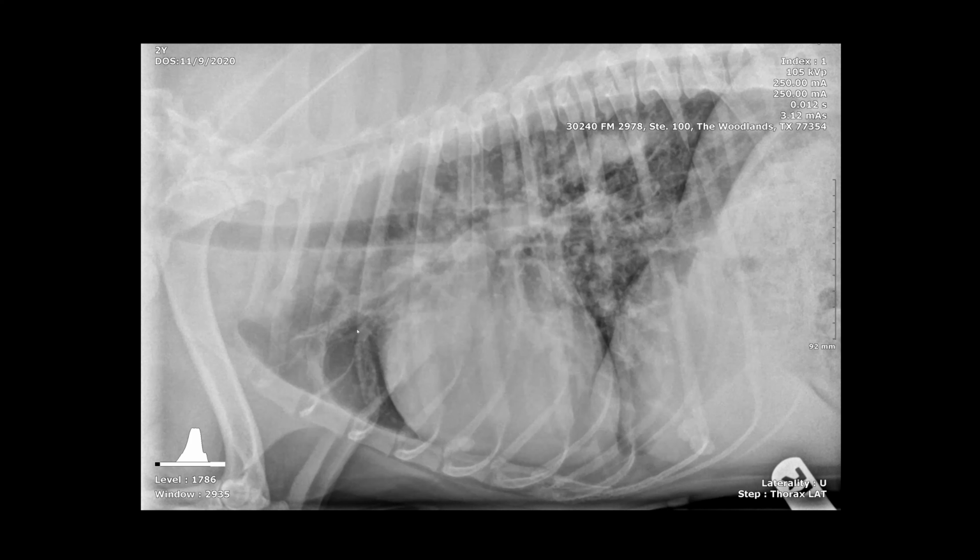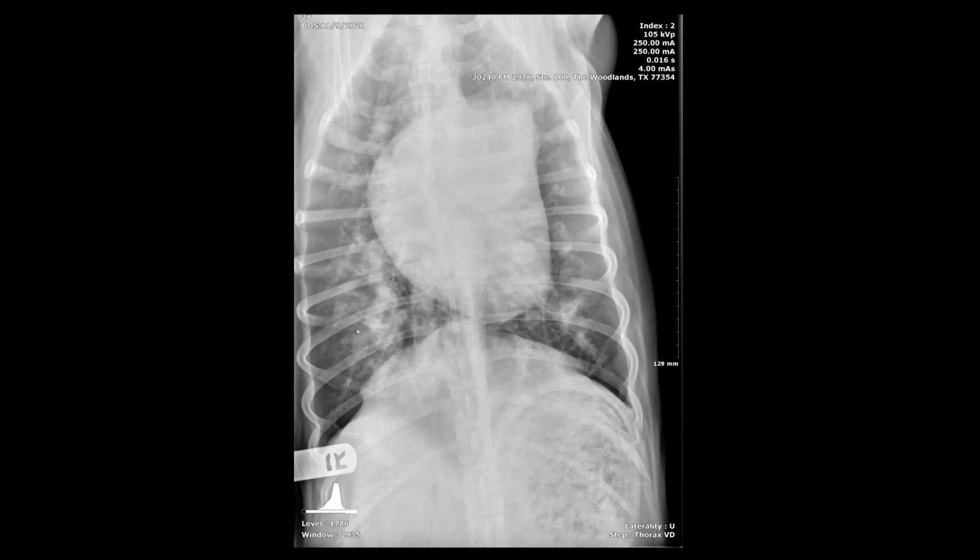Okay, so that dog has some significant changes. Here's the VD view. And again, same song and dance. Big right heart over here, enlargement of the main pulmonary artery segment. It's kind of bulgy up in this area.